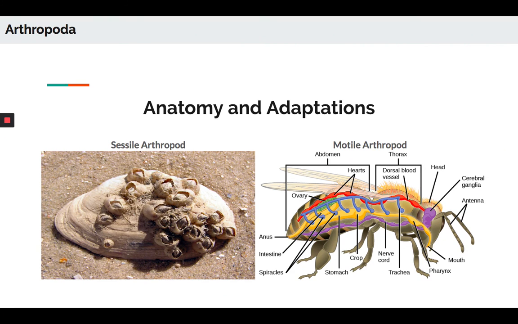Depicted on the left are barnacles on a seashell to exemplify sessile arthropods. The photograph on the right charts the typical anatomy of a motile arthropod as demonstrated by the honeybee.